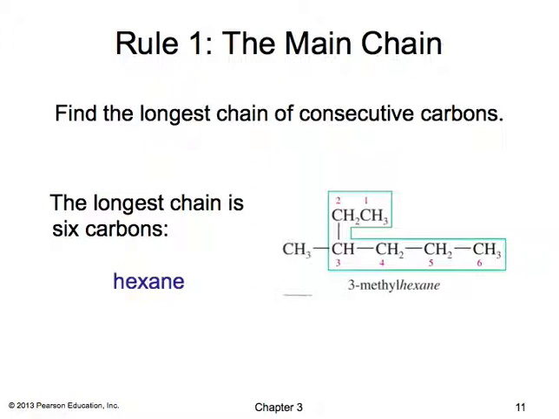So as an example, we're going to go through the example and go through the rules. Rule 1, the main chain. Find the longest chain of consecutive carbons in this molecule here. You could have easily numbered it 1, 2, 3, 4, 5, but that is not necessarily the longest carbon chain. Rather, if you started up here, 1, 2, 3, 4, 5, 6, you would get a 6-carbon chain, or a hexane. Since this is the longest chain, you're going to circle this and this will be your parent chain.